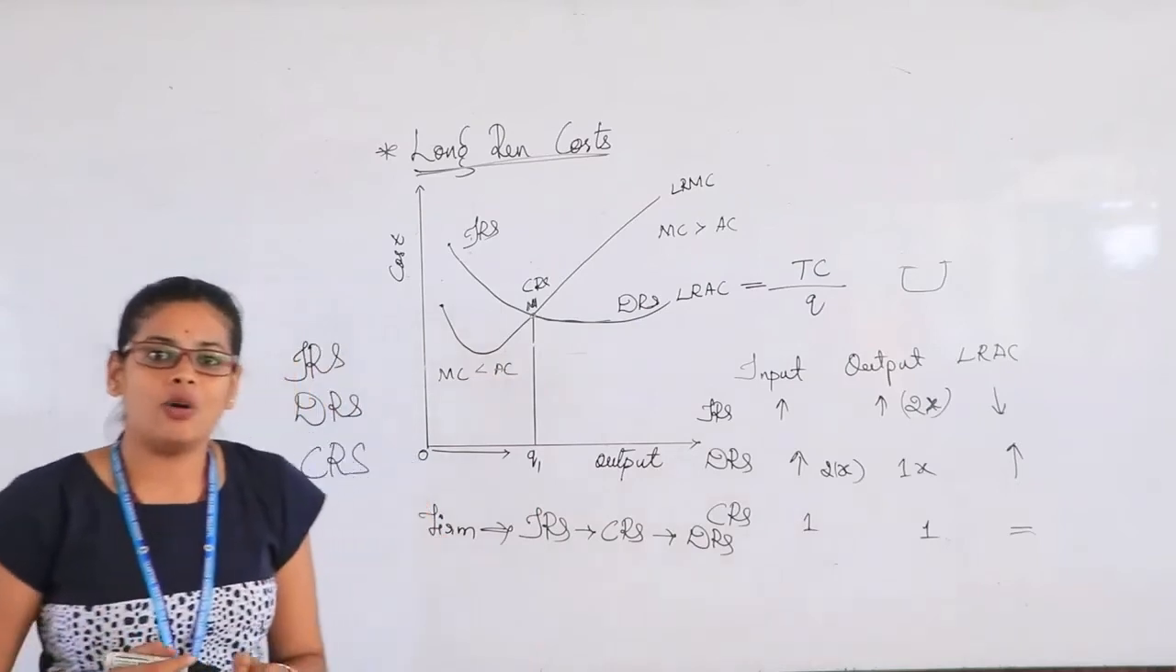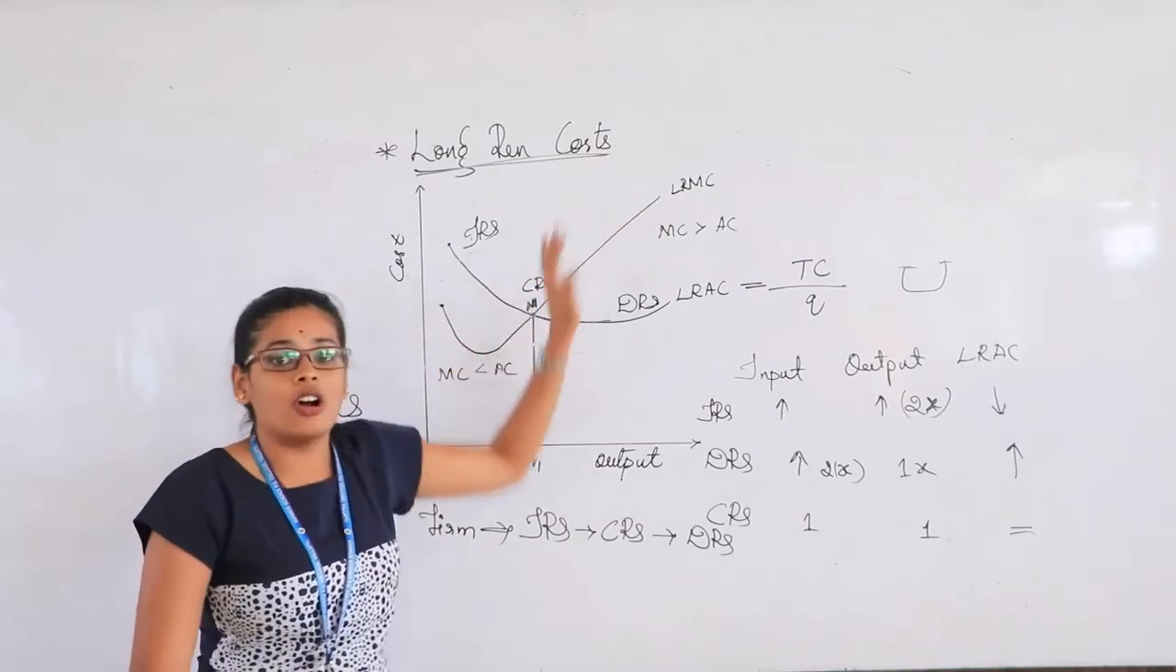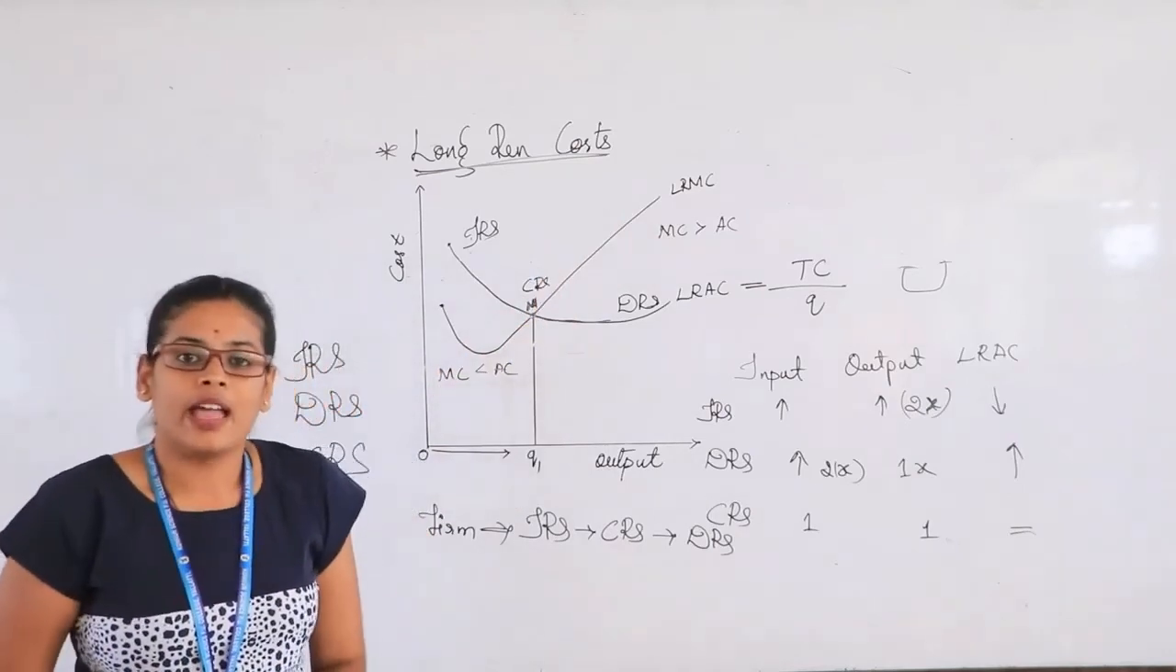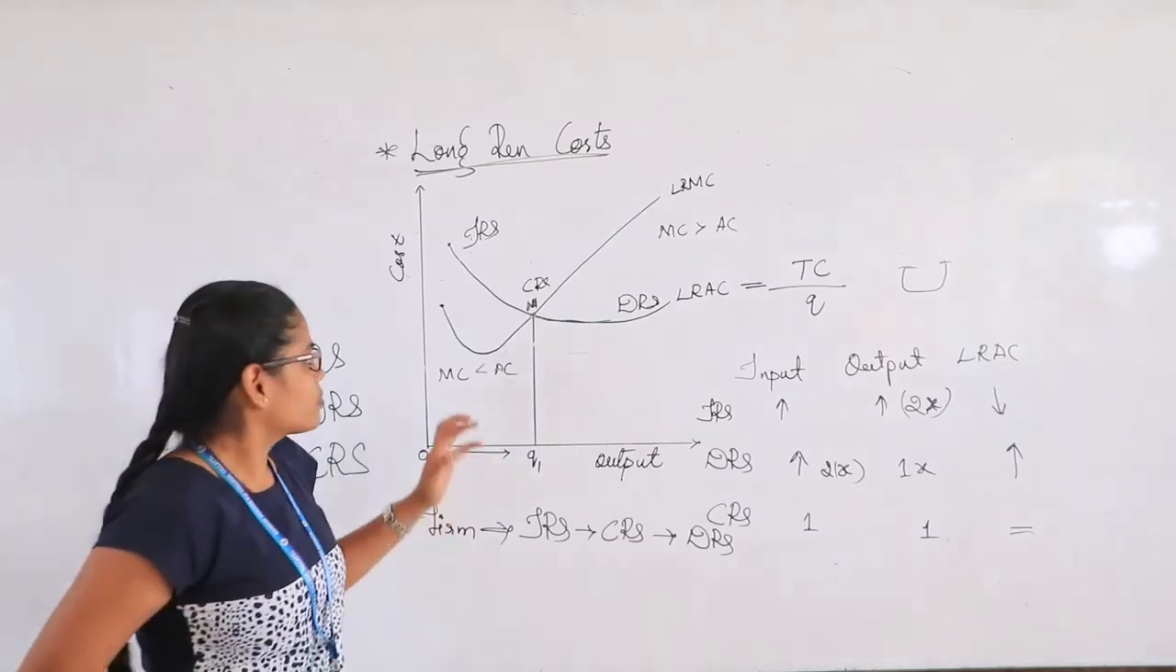So this is how we analyze these long run costs, which are the long run marginal cost and the long run average cost. So here completes the third chapter for you all.